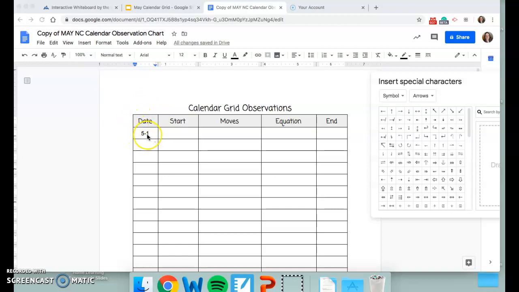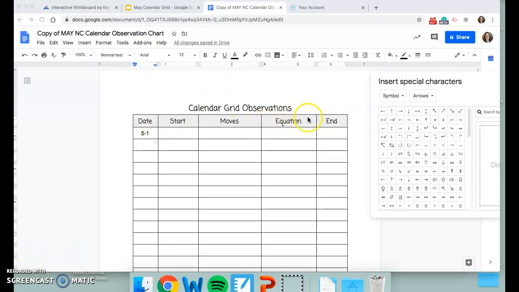So for catching up from Friday, I put 5-1, which was Friday's calendar marker. The next one is where Joey starts, and because he was not on a number to start, we're going to leave that column blank. The second column are the moves that Joey takes. Now we had to figure out which moves he took. On the calendar marker from Friday, it didn't tell us, so we're going to also leave that one blank.